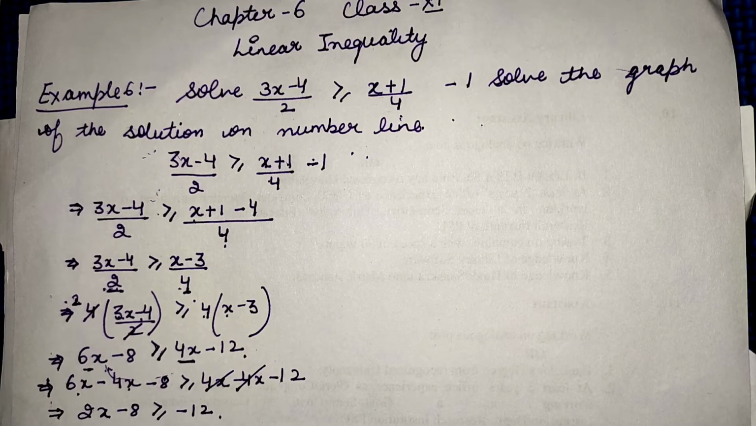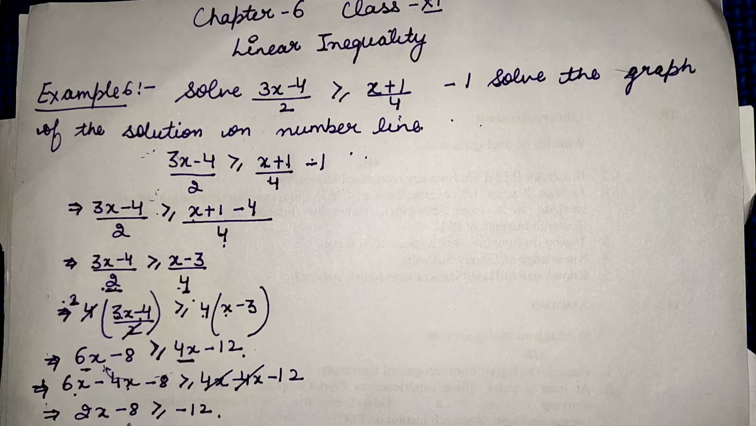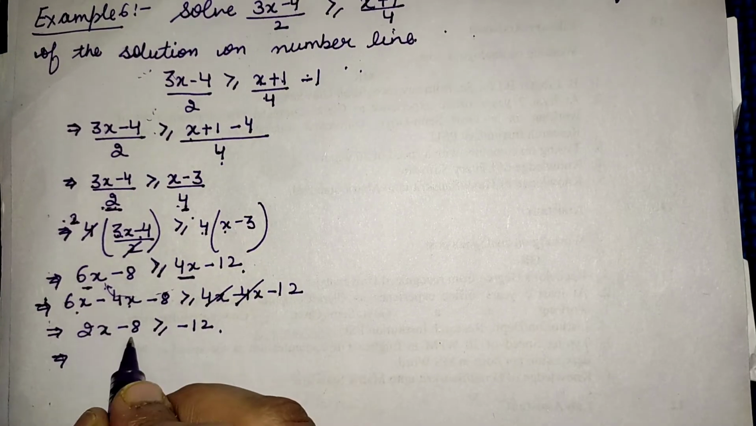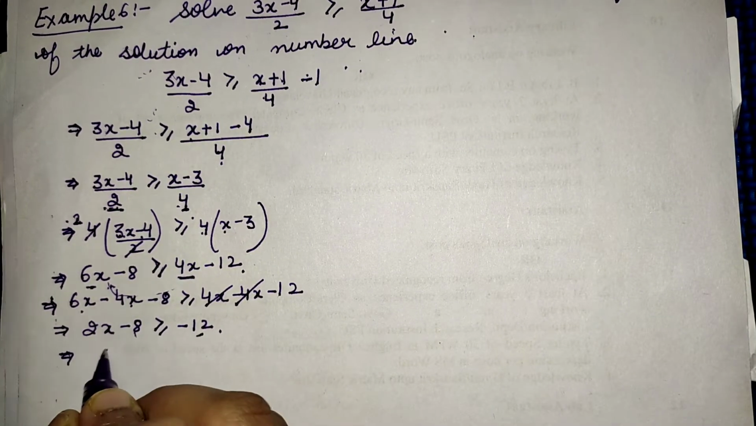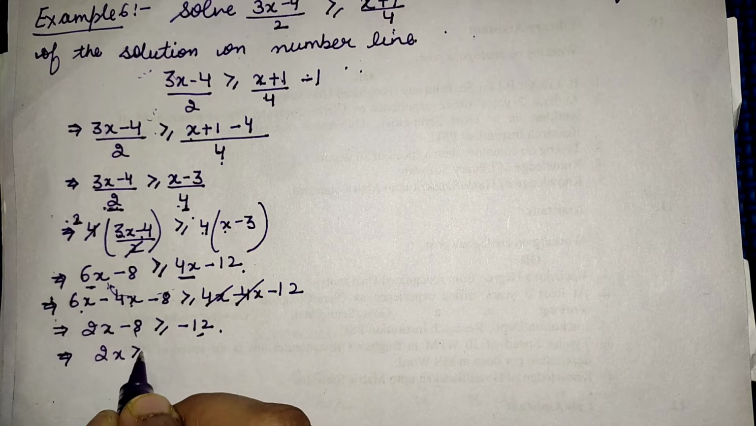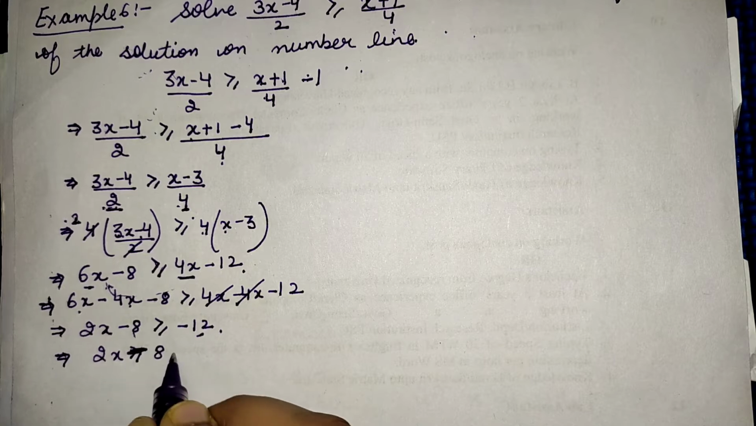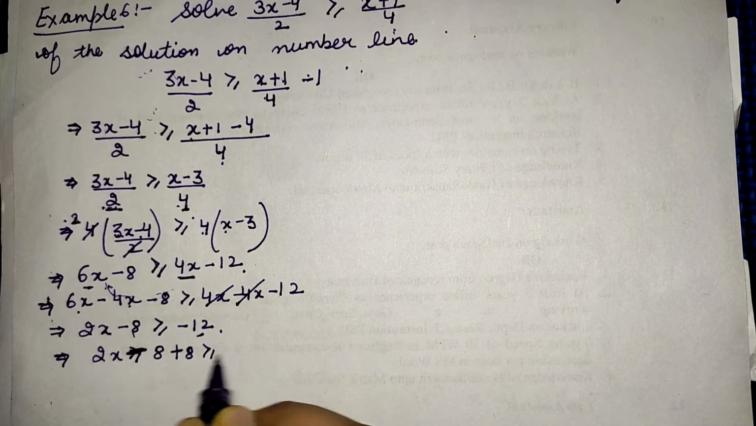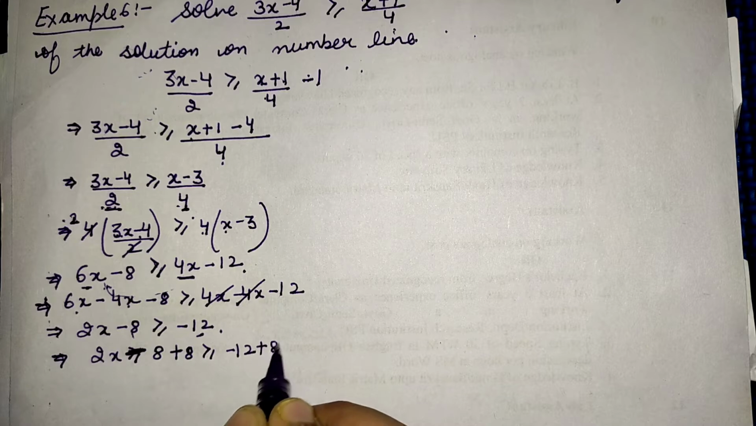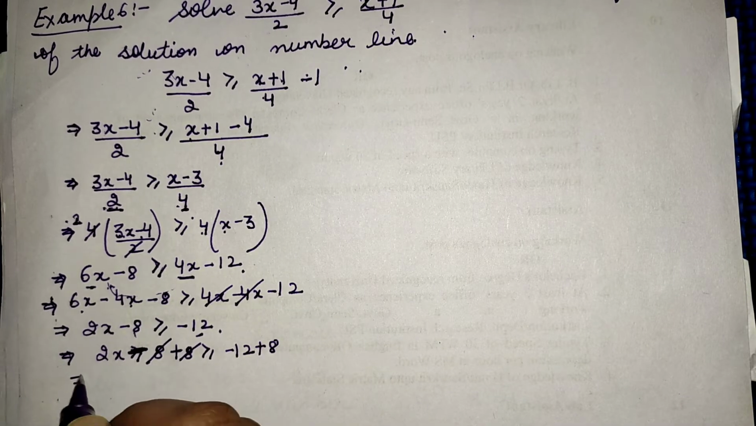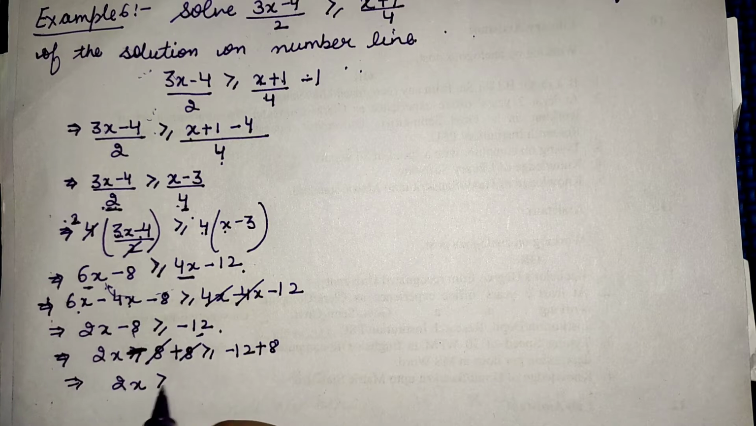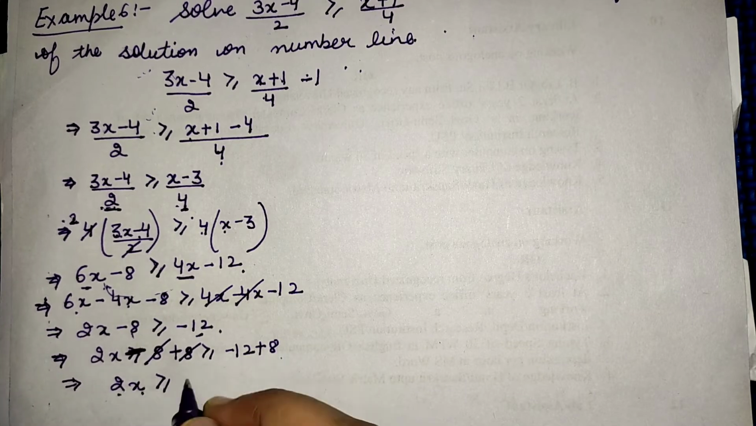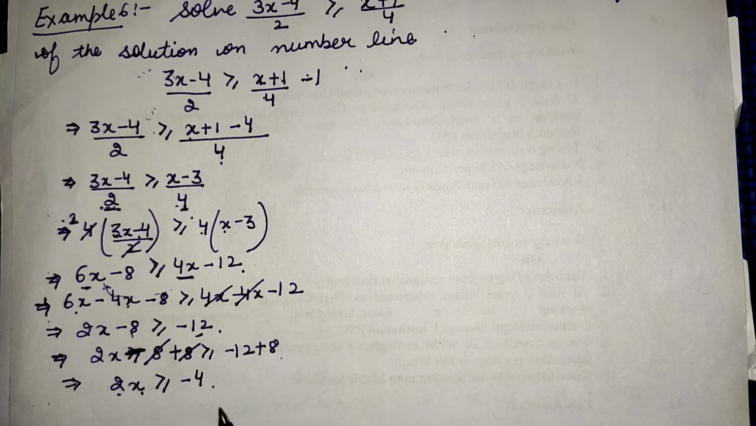equal to minus 12. Okay, so now my next step: if the equal to sign was there, I would take this 8 to the right hand side. But in case of inequality, I have to add 8 on both sides. So minus 8 and plus 8 will get cancelled out. I will be left with 2x is greater than or equal to minus 4.